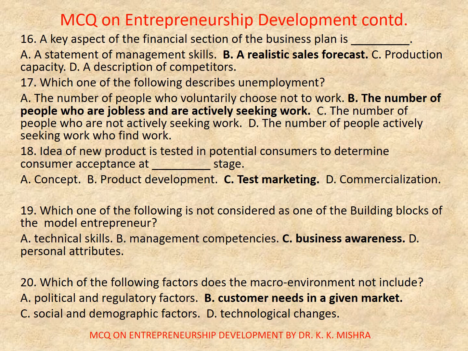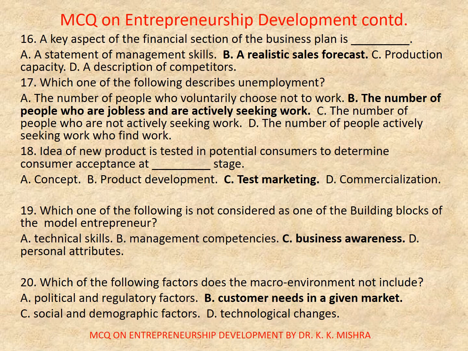Question number 18. Idea of a new product is tested in the potential consumers to determine consumer acceptance at dash stage. Options are A, concept, B, product development, C, test marketing, D, commercialization. So it's C, test marketing. Question number 19. Which one of the following is not considered as one of the building blocks of the model entrepreneur? A, technical skills, B, management competencies, C, business awareness, D, personal attributes. So it's C, business awareness.